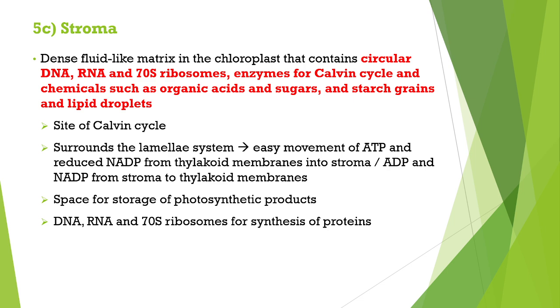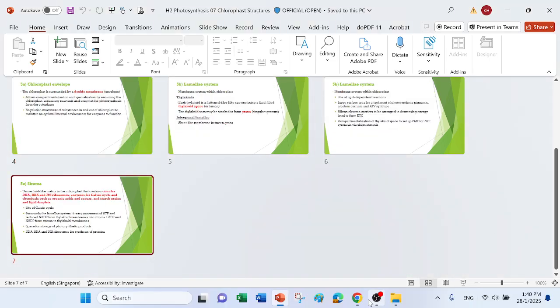The stroma also offers the space for storage of the products from the Calvin cycle. The sugars can be dissolved in it. The starch granules and the lipid droplets can be found in the stroma. The DNA, RNA, and the 70S ribosomes function for synthesis of enzymes and proteins involved in photosynthesis. Okay, so this is the structure to function of the chloroplast to photosynthesis.